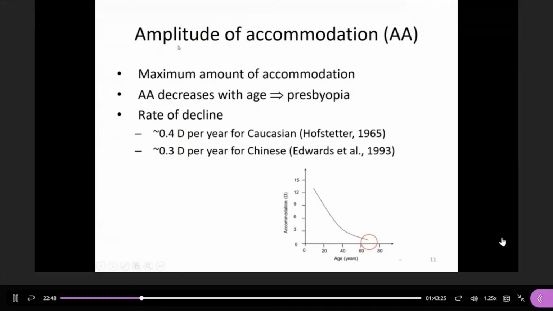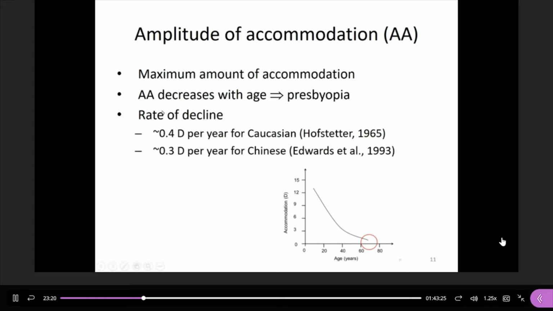So that's related to the amplitude of accommodation. Remember the diagram that I showed you on the right hand side is the maximum amount of accommodation. So we call this the amplitude of accommodation. It's the maximum magnitude of accommodation you can achieve. And we find that this amplitude reduces with age. And that's why people will develop presbyopia.